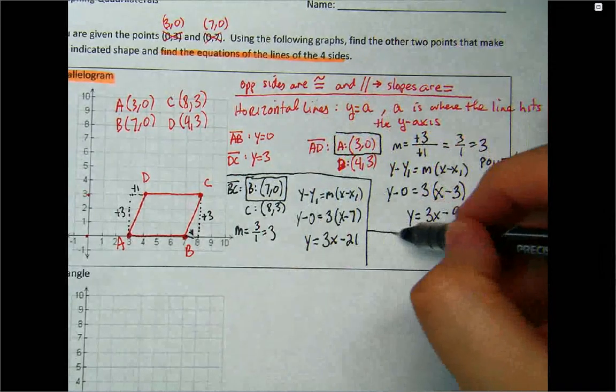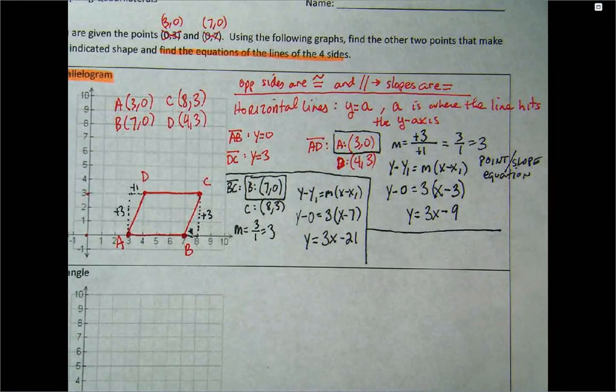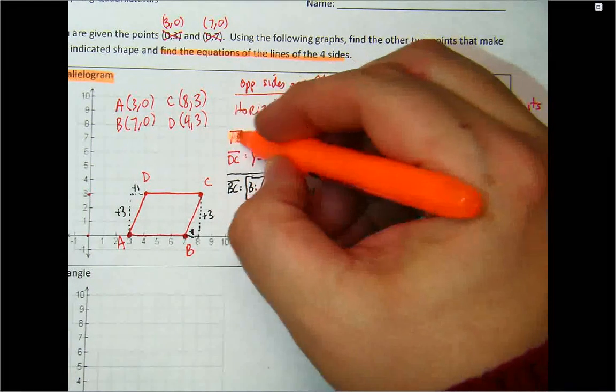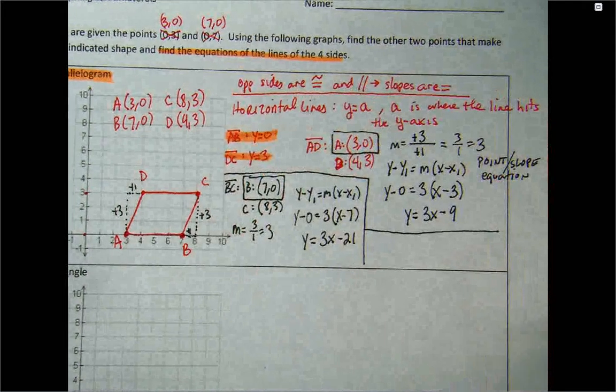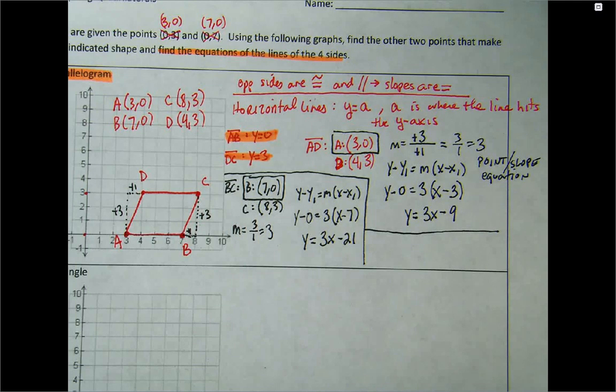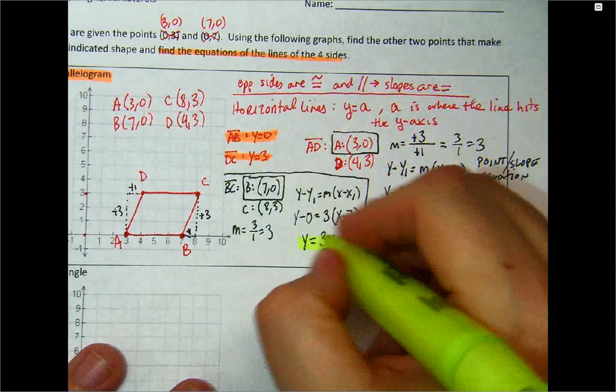So, based on all the characteristics that we had, I was able to come up with the equations for the two lines that were horizontal. The nice thing is, I'll show you the rectangle after this. And then we were able to come up with the two lines that were slanted.